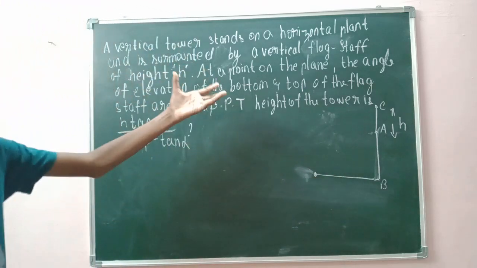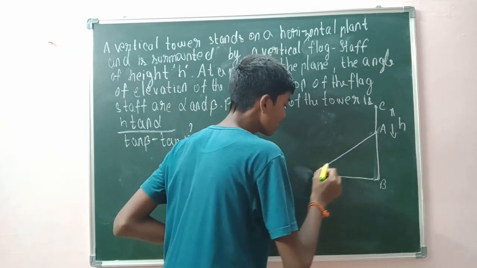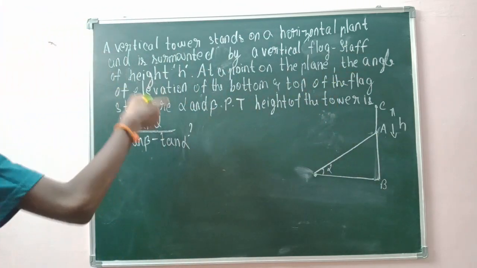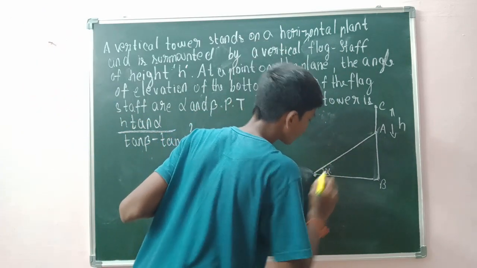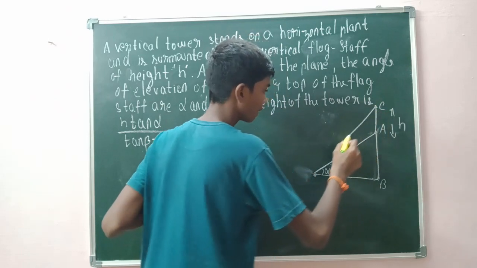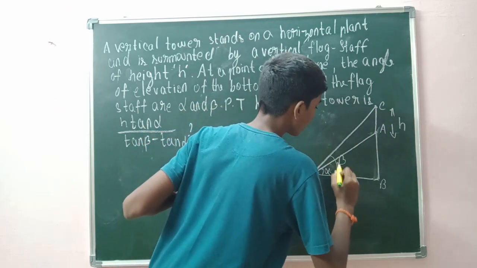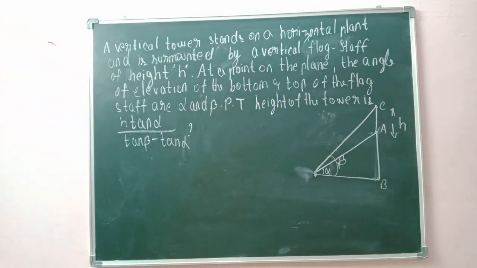So at a point on the plane, the angle of elevation of the bottom is given as alpha. See, it is given that the angles of elevation of the bottom and top of the flagstaff are alpha and beta. So let this be alpha. Then the angle of elevation of the top of the flagstaff is beta. That is what is given in the question. Now just understand it, then the question is going to be very easy.